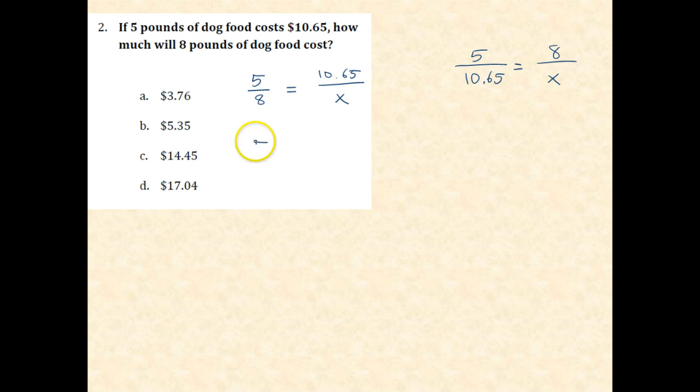5 times x equals 8 times 10.65. And that's 85.2. Then we'll divide both sides by 5. And we get x equals 17.04.